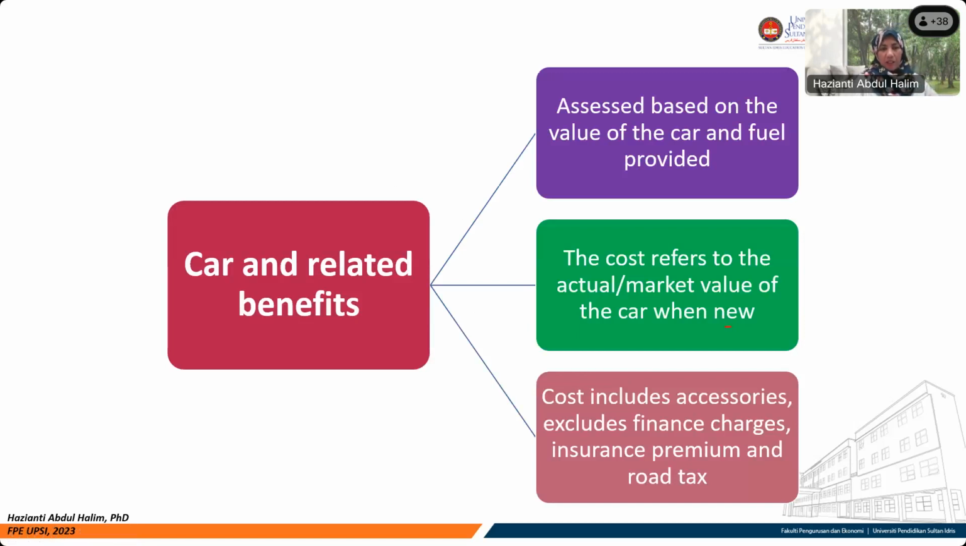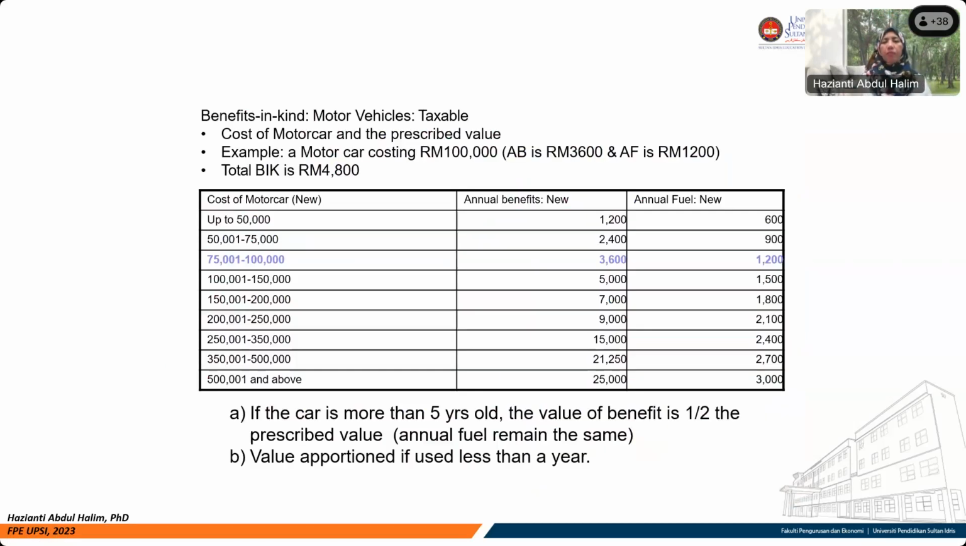What about car? Car and related benefits. Assessed based on the value of the car and fuel provided. Ini dah biasa tengok lah kan, the table kan. The cost refer to actual or market value of the car when new. And cost include accessories, exclude finance charges, insurance premium and road tax. Right, so this is the table. This table comes from public ruling tadi. Right, so here kita ada what we call as a prescribed value, cost or annual benefit and annual fuel untuk kereta. This is for new car.